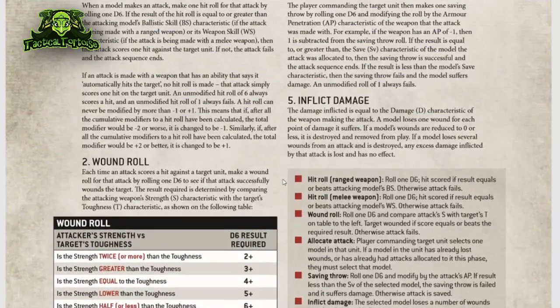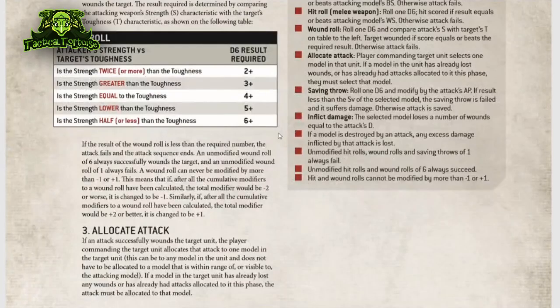I should mention as well that this is only for hit rolls and wound rolls. A lot of people have come up to me with questions about how the modifier cap affects other things. There is no modifier cap for other things. It's only hit rolls and wound rolls. Period. End of story. That's it.